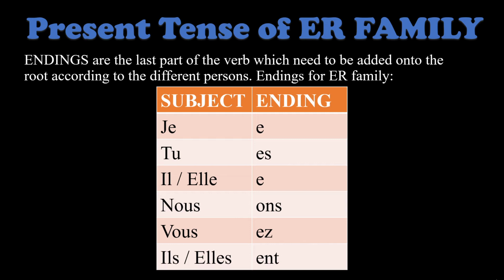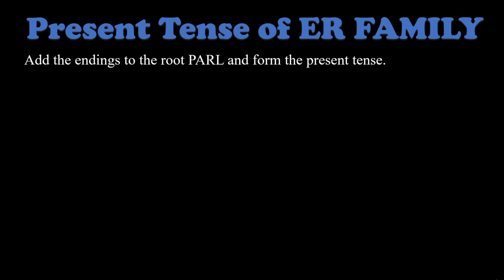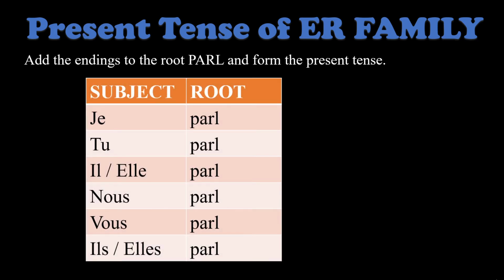Now to help you conjugate better and to understand, you should start off by drawing these tables as I'm going to show you now. So let's get the present tense of parler. Now you know that the root is PARL after you drop off the ER. So this is how you have to draw a conjugation table. In the first column, you will write the six subjects, that is je, tu, il, nous, vous, ils.